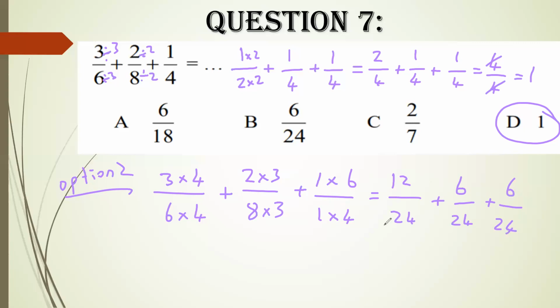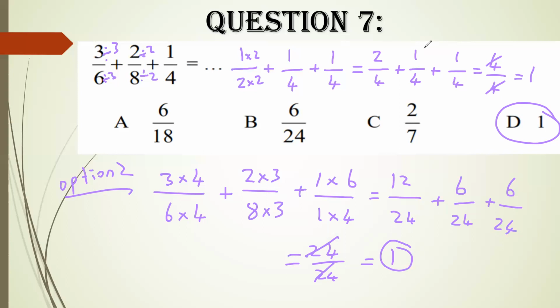When you add them all, you're getting 24 over 24. Answer is 1. But we are not adding this 24. Please be careful about that. Just add on top what you have. 24 over 24, you are getting 1. This is your second option. All right, question 7 also done.